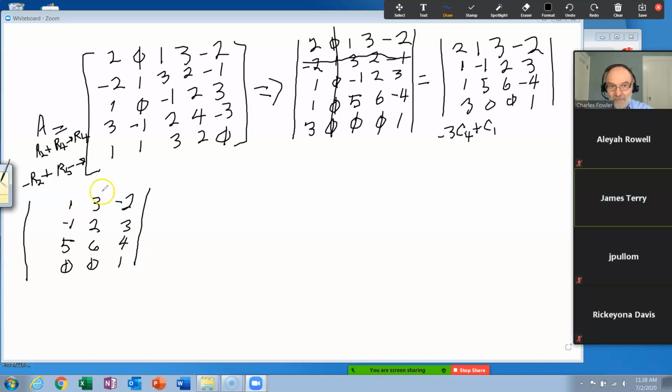-3 times column 4, add it to column 1. So -3 times -2 is +6, and add it to 2, and you get an 8. Wow, that got bigger. -3 times 3 is -9, -1 is -10. Ew, that got bigger. Okay. -3 times 4 is -12. Wait, what? Look at what you let me do. That's a -4. Did I do anything else like that?